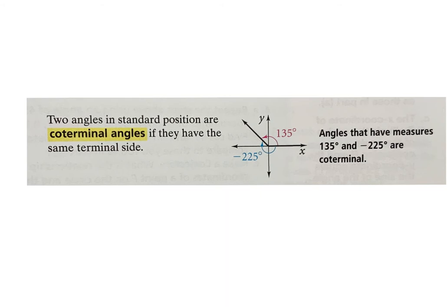What you'll also notice is, what happens when I take 135 and subtract 360? Go ahead and do that and tell me what you get. Negative 225. They're exactly one full circle away from each other. So if I gave you the angle 135 and asked you to find a coterminal angle, you could subtract 360 and get negative 225.